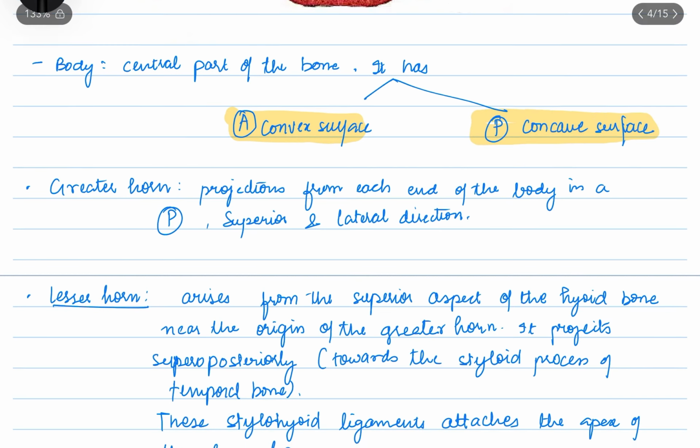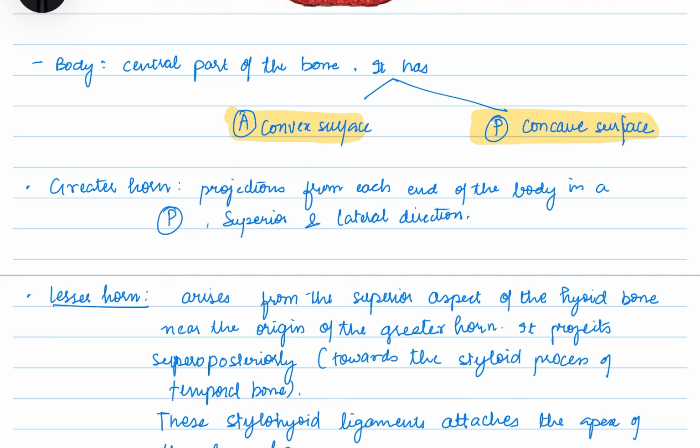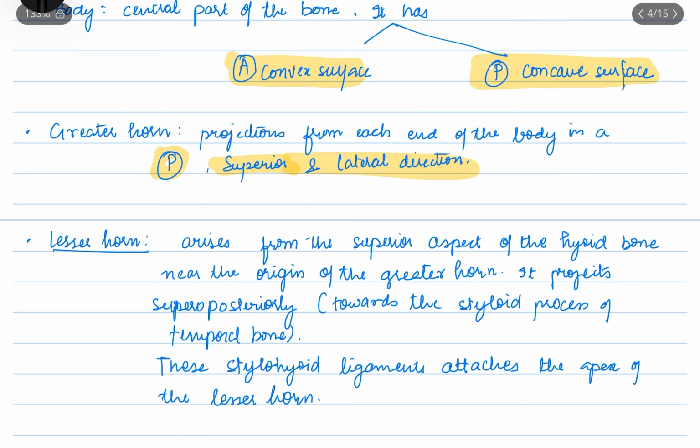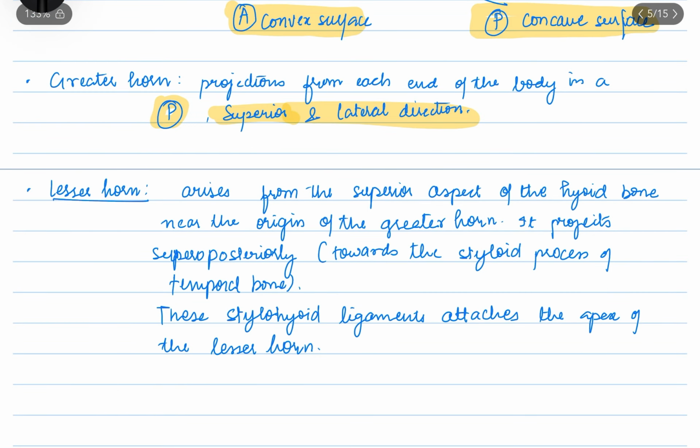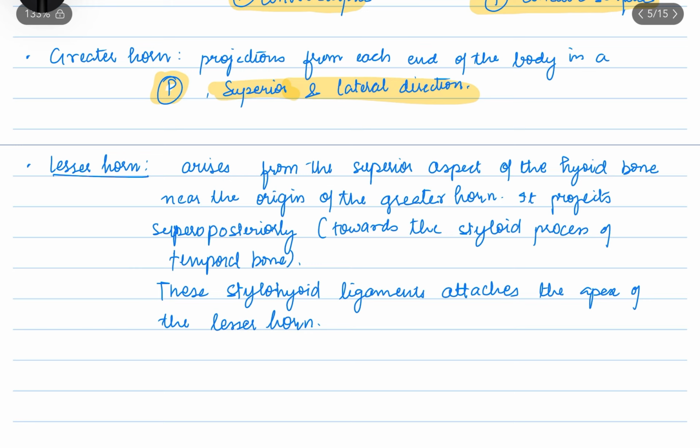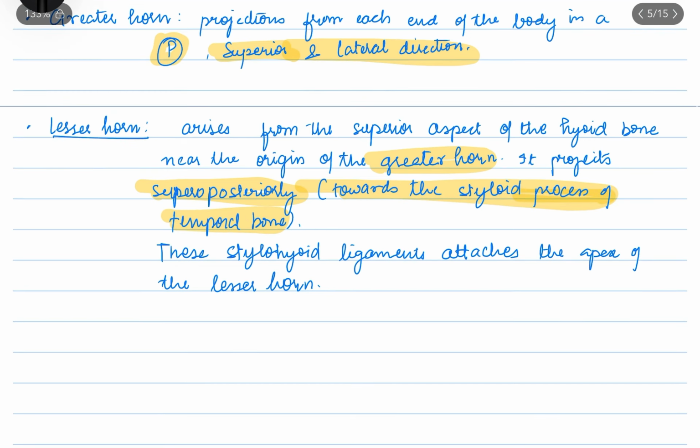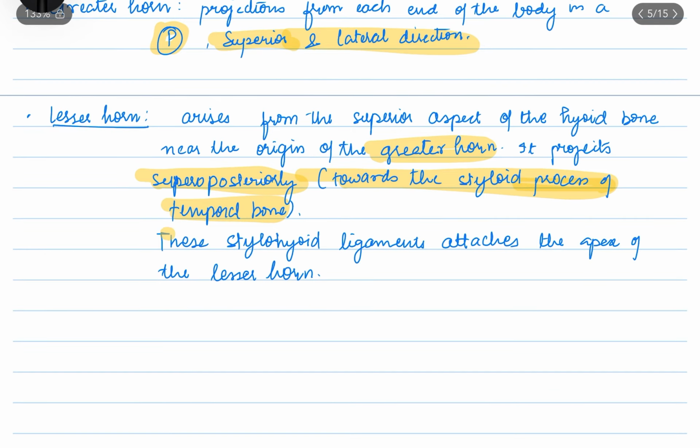The greater horns are projections from each end of the body in posterior, superior and lateral directions, and they act as a site of attachment for numerous neck muscles. Coming to the lesser horns, they arise from the superior aspect of the hyoid bone near the origin of the greater horn. They project supero-posteriorly towards the styloid process of the temporal bone, and the stylohyoid ligaments attach to the apex of the lesser horns.